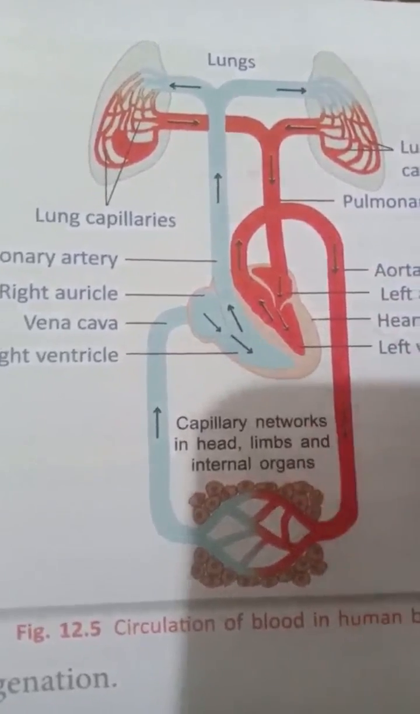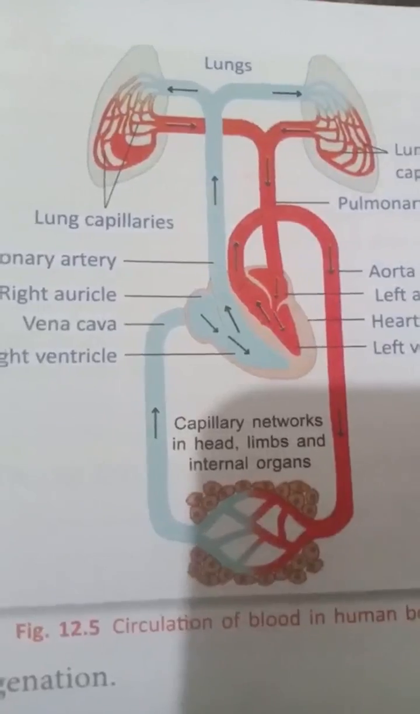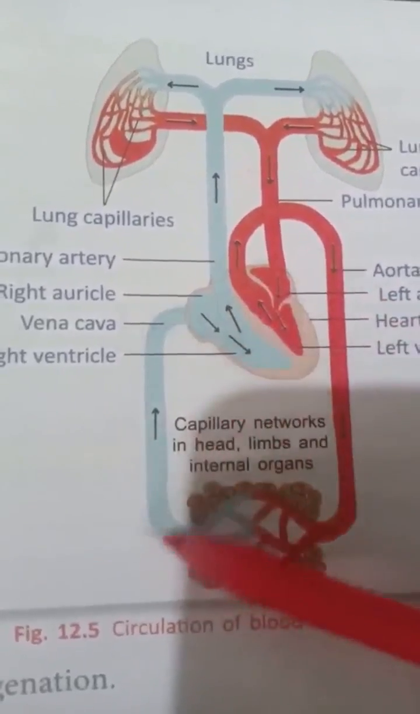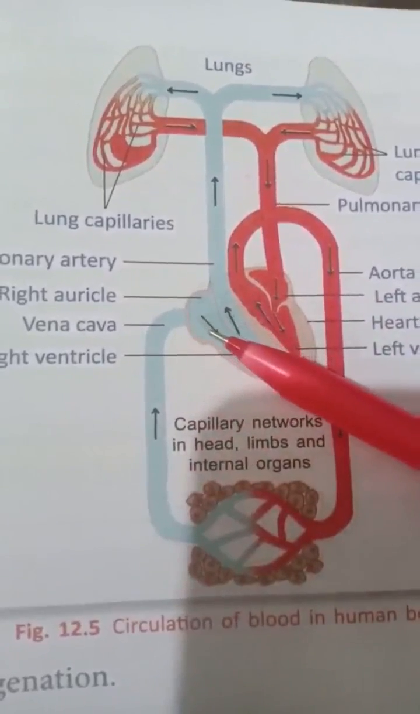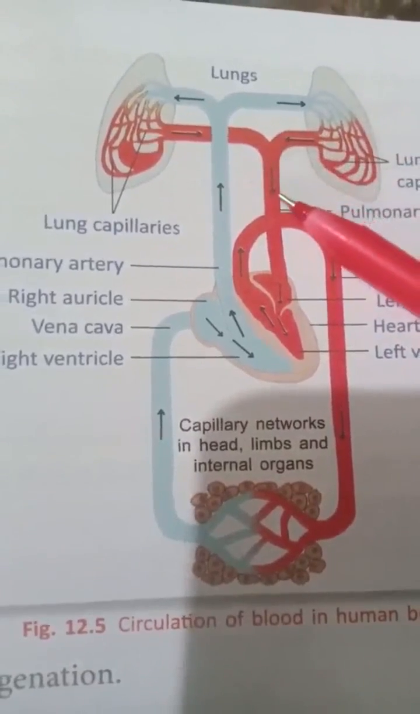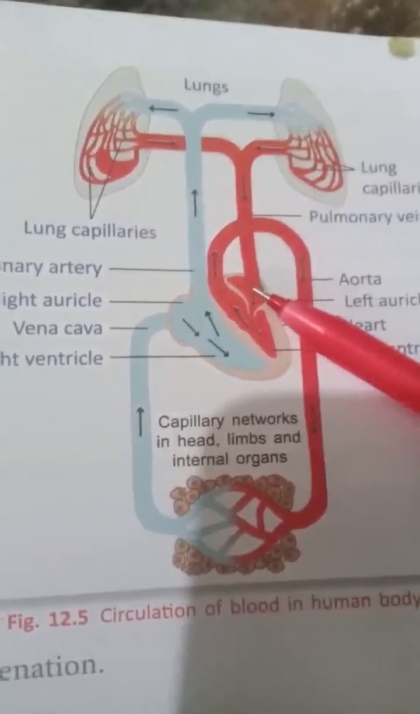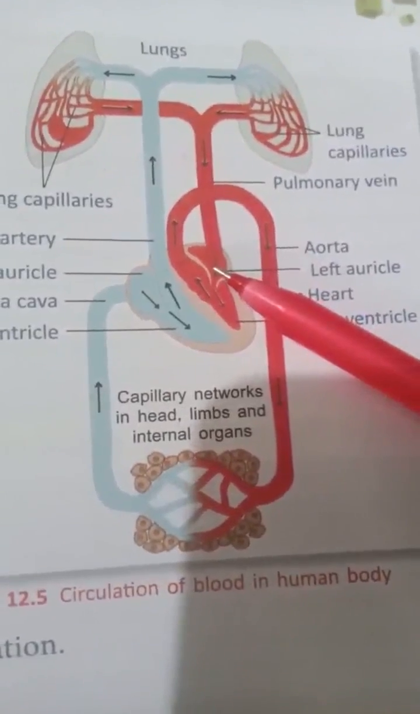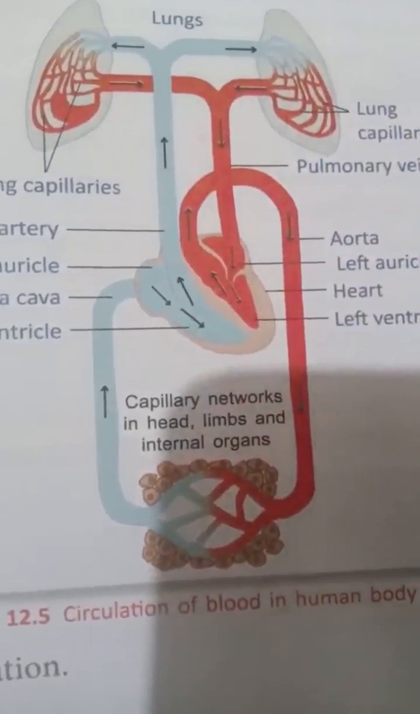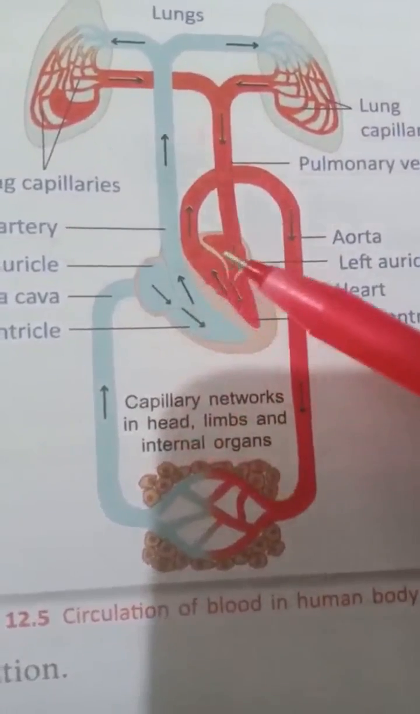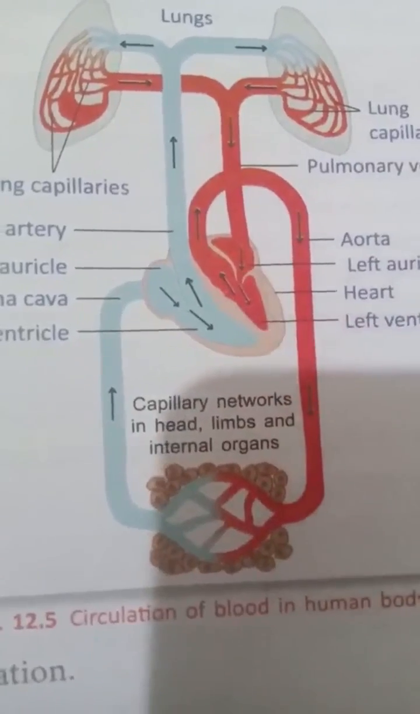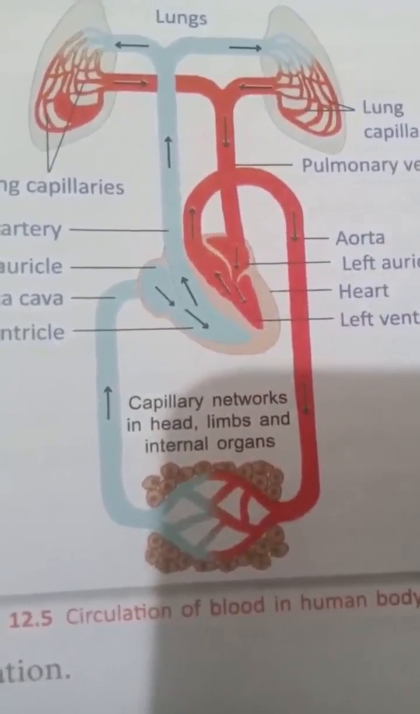You will see that in one complete circulation, blood enters the heart 2 times. First from the veins, and second time through the pulmonary vein. In one complete circulation, blood enters the heart 2 times. That is why circulation of blood in case of humans is called double circulation.